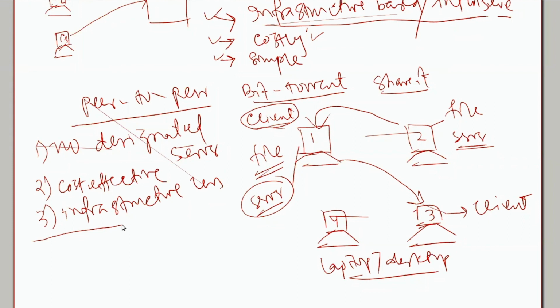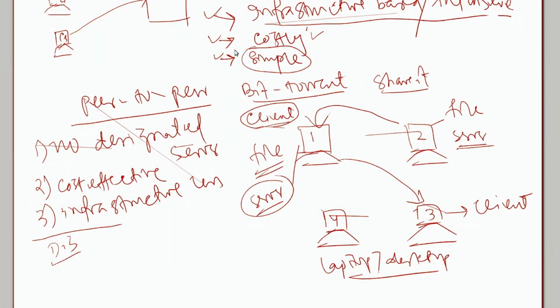But can anybody think of what is the disadvantage of this peer-to-peer architecture? Obviously, client-server is simple, because anything I want to get, I just contact the server and get it. I don't have to bother about it. Any file I want to download, anything I want to get, I just contact the server and get it. But here, if I want to get a file, first I have to know which particular peer has that file. I will have to query this first. Yes or no?